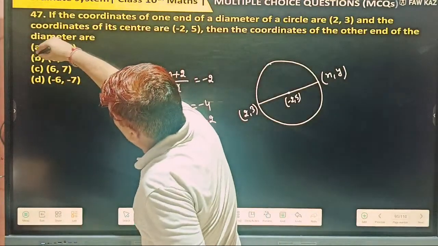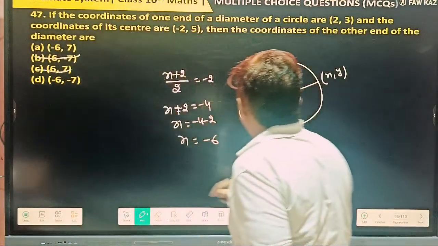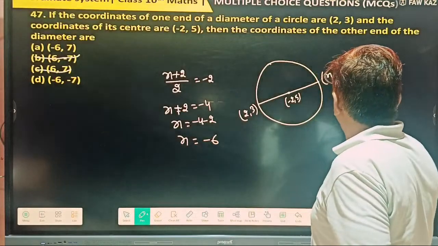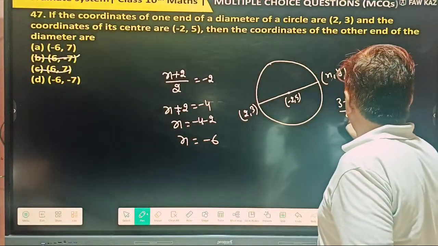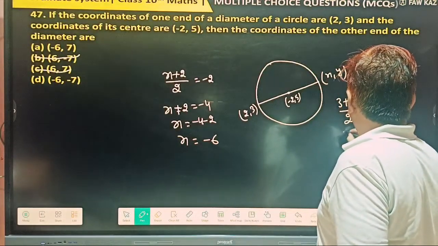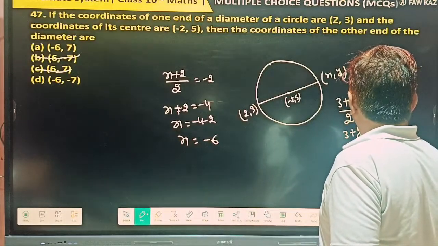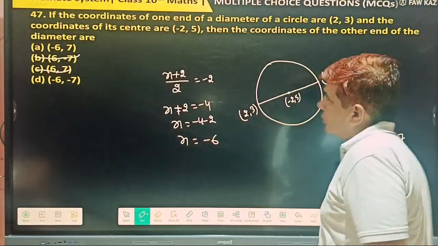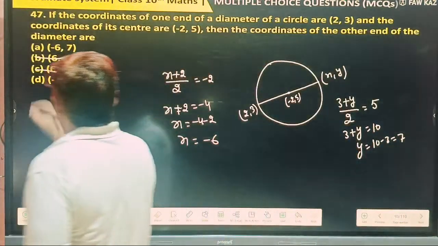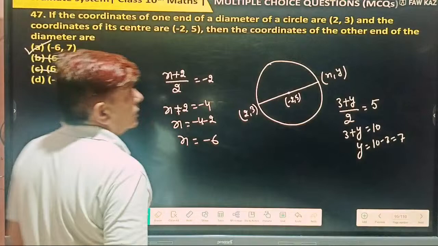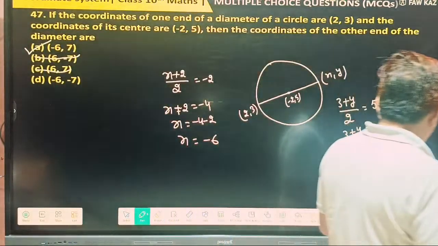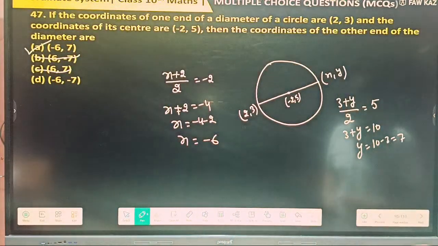So these two are not your answer. Then find out (3 + y) by 2 equal to 5. 3 + y is equal to 10. So y is equal to 10 minus 3. How much? 7. So minus 6 and 7 are your answers. Got it or not?